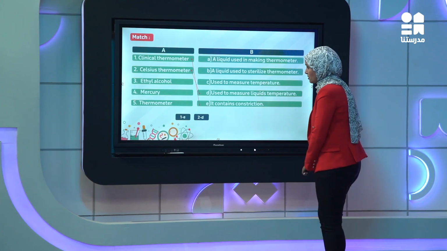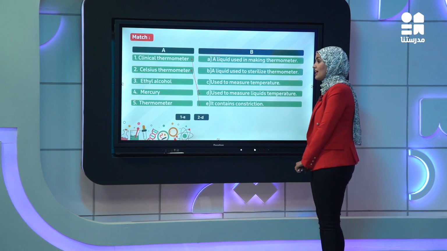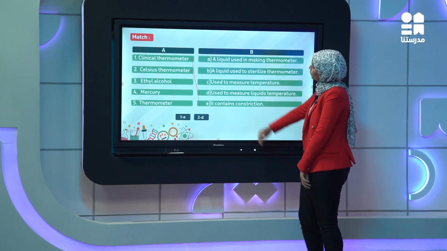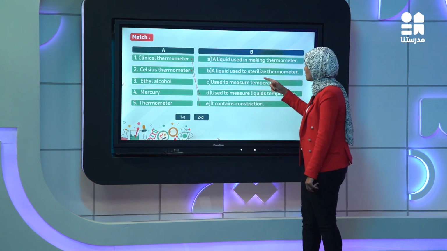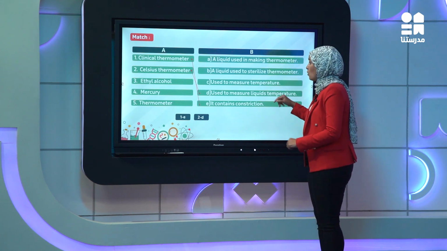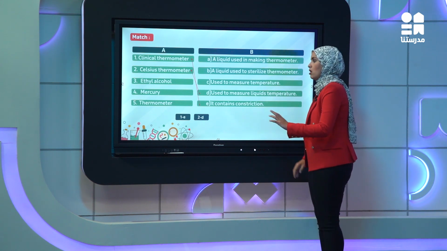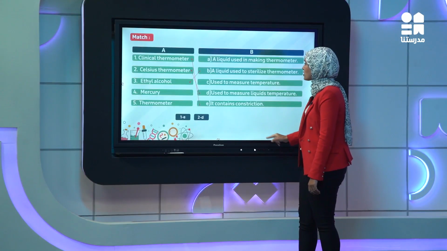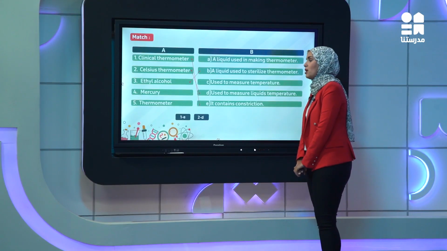Okay. Question number 3, ethyl alcohol. Ethyl alcohol is a liquid, so we are between A and B. Is it a liquid used in making thermometer, or a liquid used to sterilize thermometer? Ethyl alcohol. I think all of you now know that alcohol is used to sterilize either our hands or the thermometer. Okay, so ethyl alcohol is matched with B. It's a liquid used to sterilize thermometer.